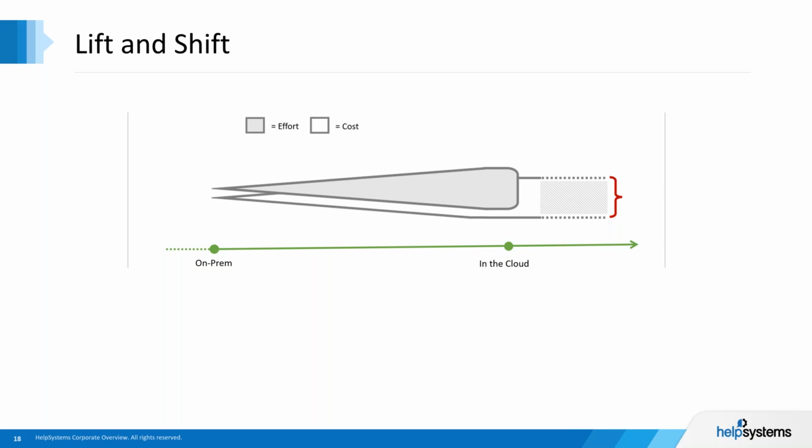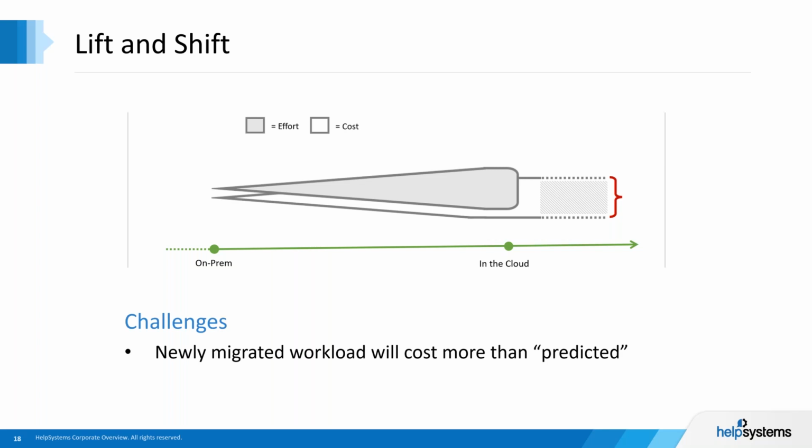So with lift and shift, the challenge is obvious. The newly migrated workload will cost much more than predicted. That's probably where most of those stories that you hear about sticker shock or cloud shock from getting your bills from the cloud providers originate. You've moved an application over that doesn't provide that elasticity, and that doesn't really provide cost that goes hand in hand with the amount of business activity going on.